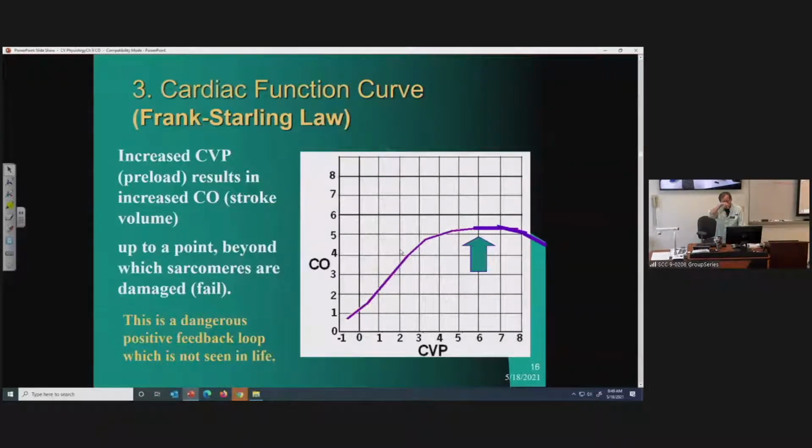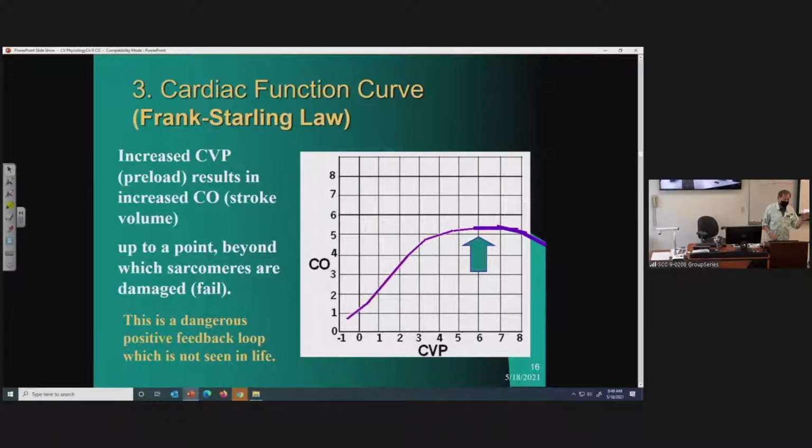Now we'll add this cardiac function curve, which is nothing new to you all. It's called Frank-Starling's law, and here's the Starling curve. If I give you more CVP, now CVP is driving the cardiac function curve, where cardiac output was driving the vascular function curve. Does that make sense?